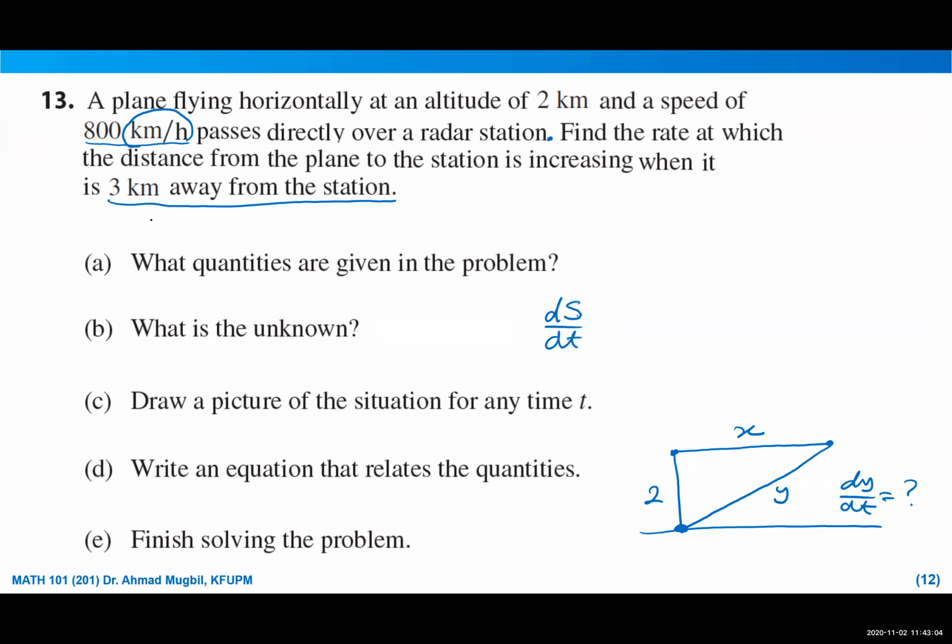So when this 3 kilometers is what? Is it x? So when x is 3, or is it x or y? We need to decide, is this x or y? I think it's y. He said find the rate at which the distance from the plane to the station is increasing when it is 3 kilometers away from the station. So this is the distance from the plane to the station. So it is y, not x.